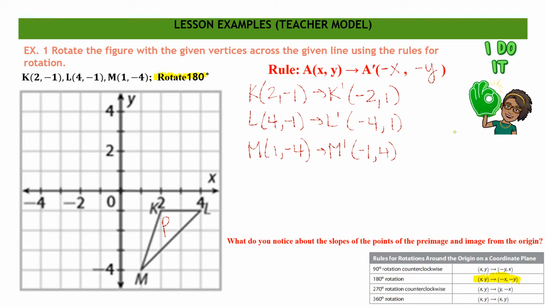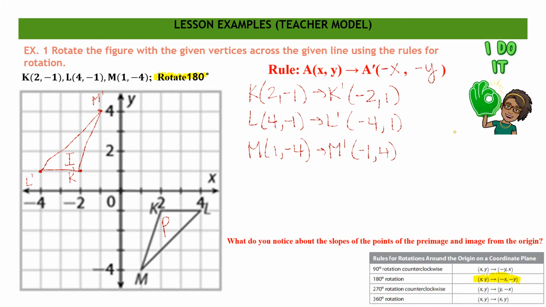So now that I have all my points, we can go ahead and graph our image. K prime puts me at -2, 1, which is here. L prime is -4, 1, which is here. That's L prime. And then M prime is -1, 4, which is here. M prime. So now that I have all of my points, I can go ahead and connect my vertices, giving me my image, which is K prime, L prime, M prime.